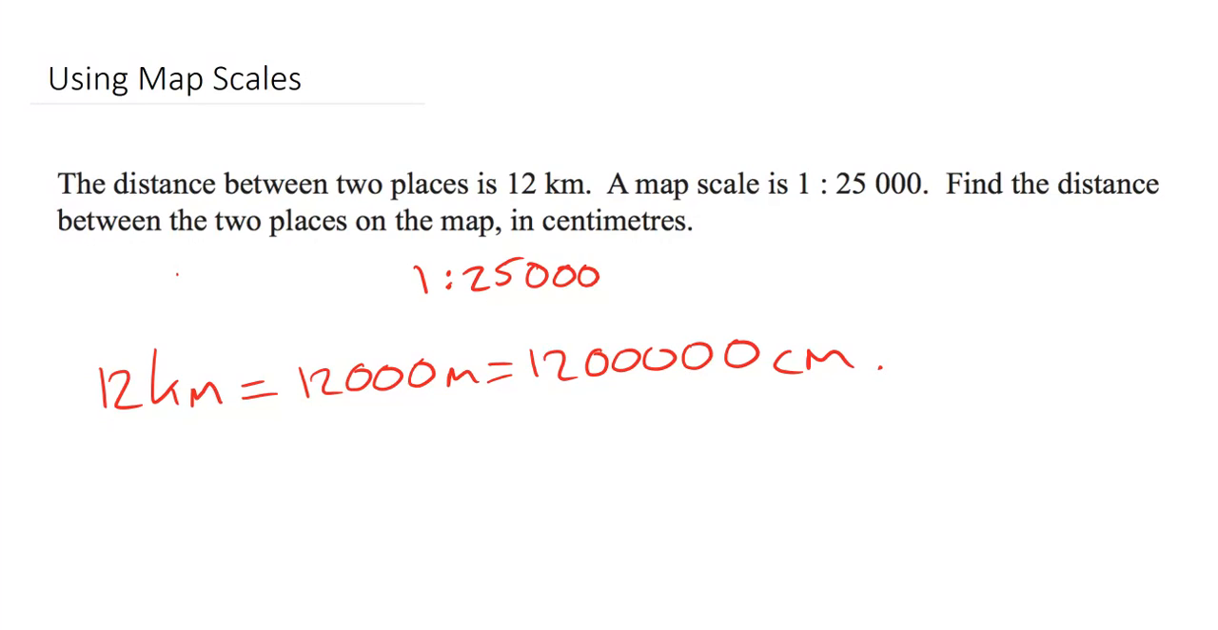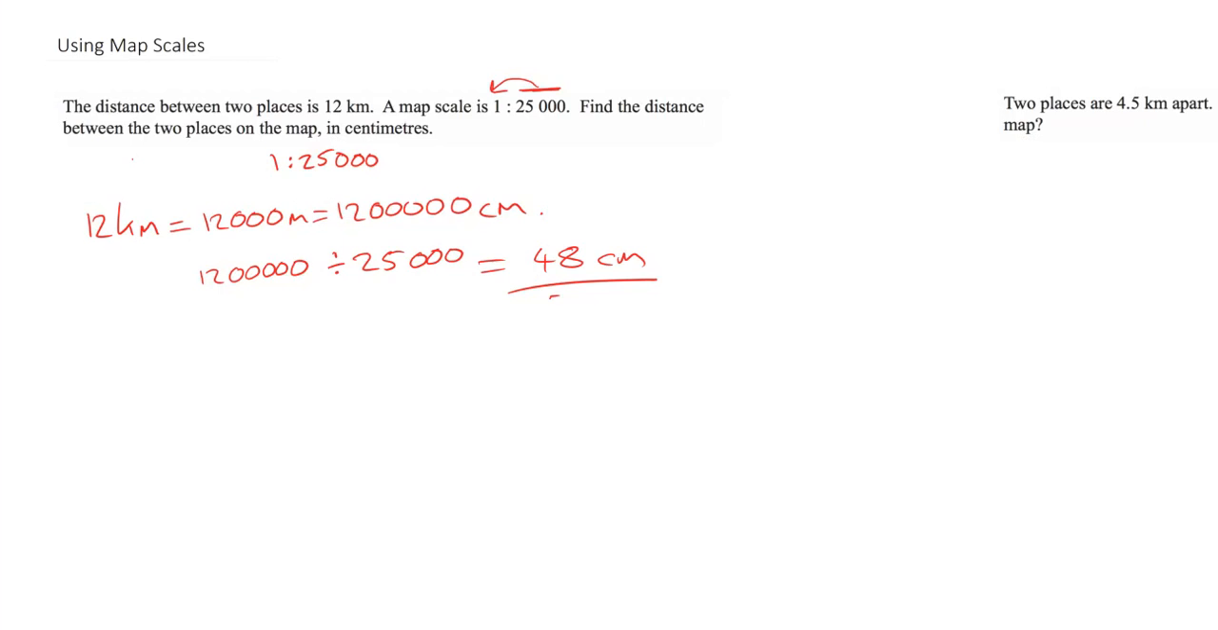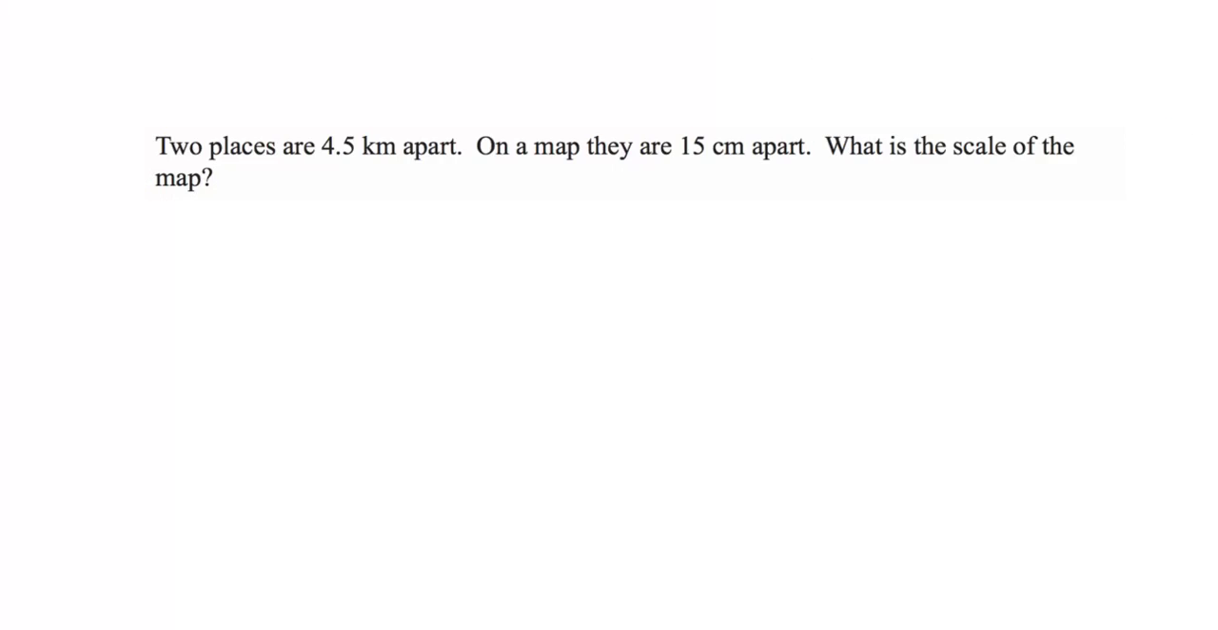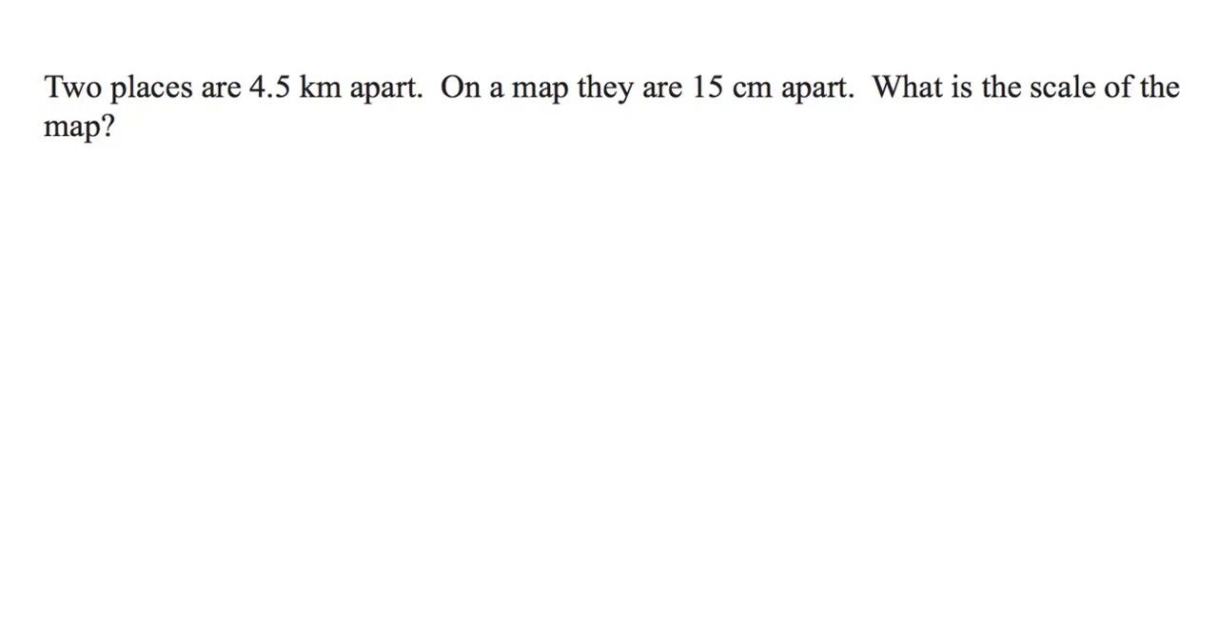So if we want to work out what that is on a map, we could just take that and divide it by 25,000, because that is going to reduce it back to the original size that's on the map. Now, if we do that, we're going to get 48 centimeters. Okay, hope that made sense. Let's try another question. We'll keep doing different arrangements of these sorts of questions to try and get a really good understanding of what's going on here.